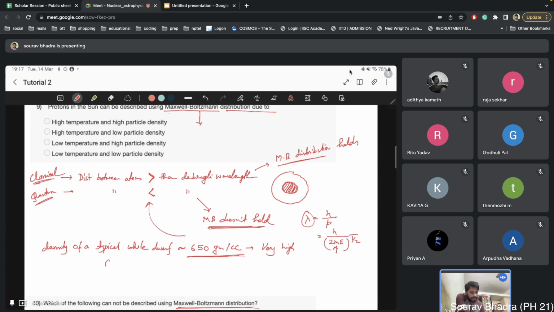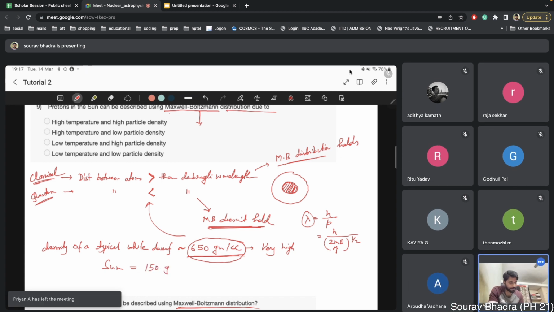But for the sun, the density can be calculated using the theory, but I cannot do it right now in the class because it requires much understanding of astrophysics and quantum mechanics. So for the sun, it is 150 gram per cc. So you can see this is 650 gram, this is 150 gram, at least 4 times smaller than the density of a typical white dwarf.